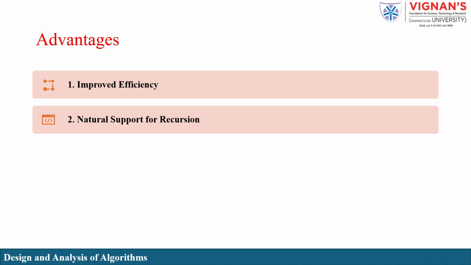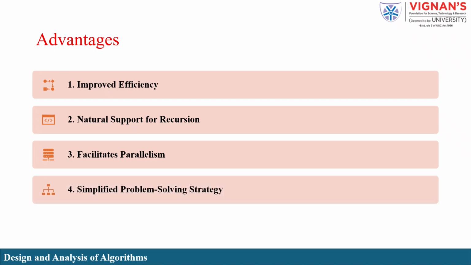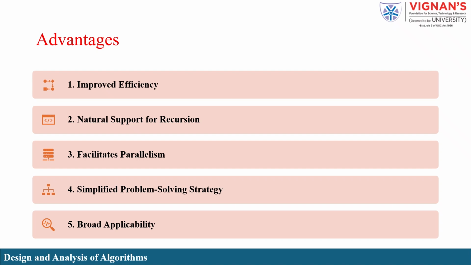down into smaller subproblems. Facilitates parallelism. The structure allows tasks to be divided and executed simultaneously, improving speed and resource utilization on modern multi-core systems. Simplified problem-solving strategy. Complex problems can be simplified into manageable components, making the solution easier to design, understand, and maintain. Broad applicability. This method can be applied across a wide range of domains, including algorithms, system design, artificial intelligence, and more.